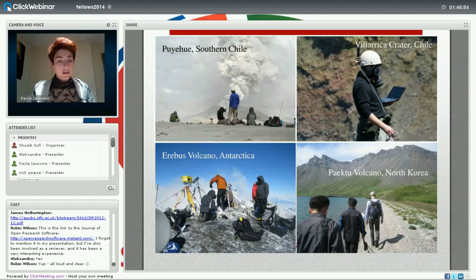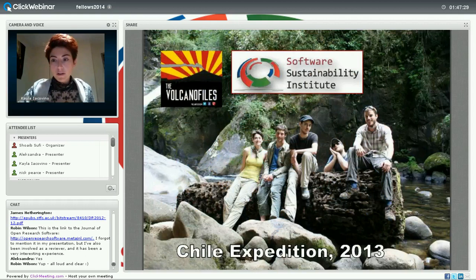But as I said, there's this gap between developers and field scientists, particularly with understanding how to use software and how to create it. So one of the things that we do in our group is create software for our own group, for our own uses. This past February and March, my group, called the Volcano Files, you can find us on volcanofiles.com.